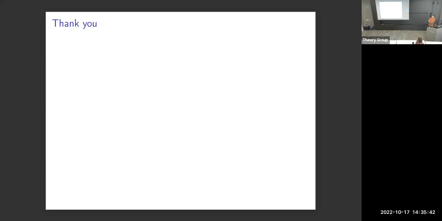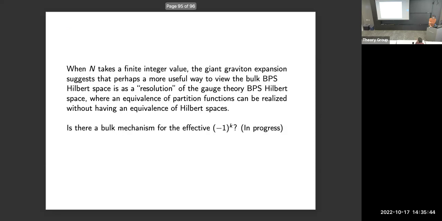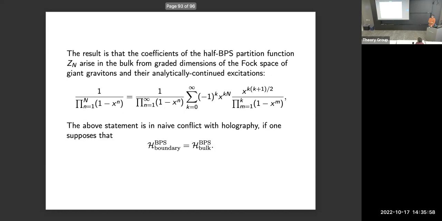I didn't understand the last comment at all. I thought that part of the statement of holography was that the Hilbert space is agreed. That is the statement of holography, yes. And that's why there's a conflict. And we know such a statement holds at large n.